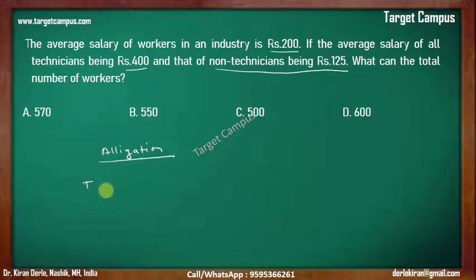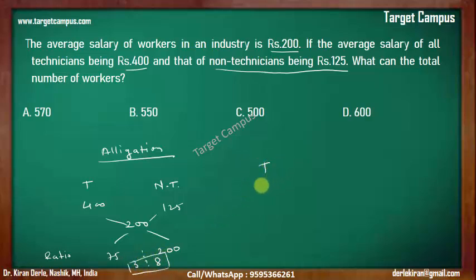So technicians' average salary is 400, non-technicians' average salary is 125, and the overall average salary of all workers is 200. That means we are going to get the ratio of technicians to non-technicians. How are we going to get this? With allegation only. 200 minus 125 is 75, 400 minus 200 is 200. So the ratio will be 75 to 200, that is 3 to 8. If there are 3 technicians, there must be 8 non-technicians.